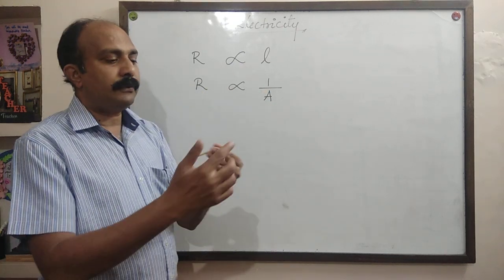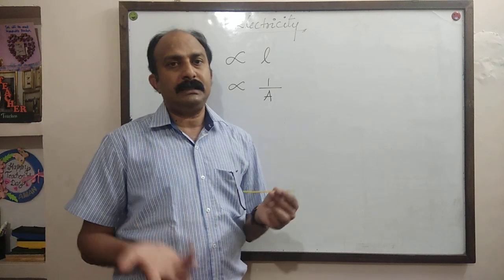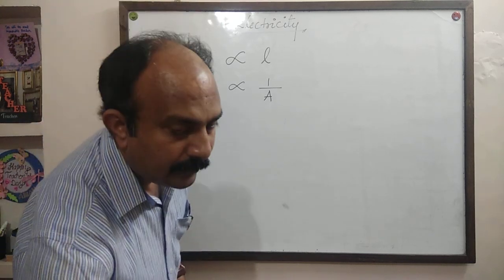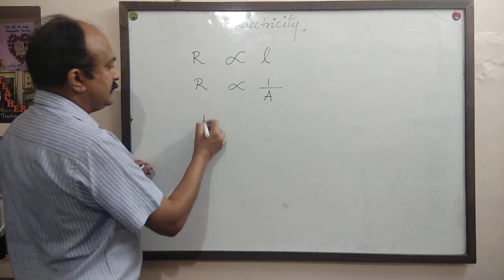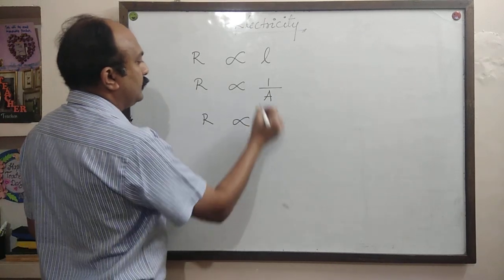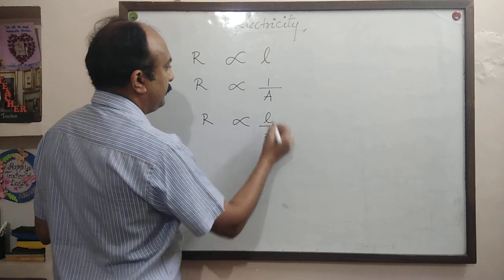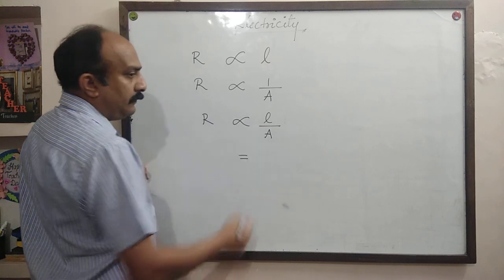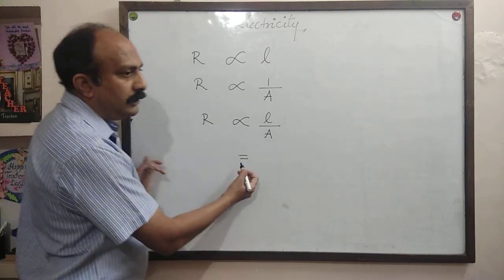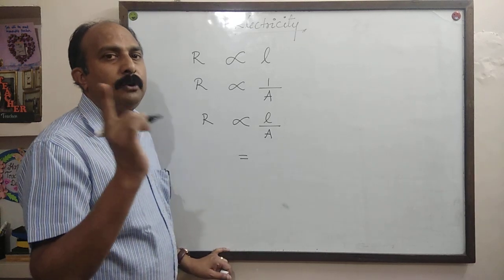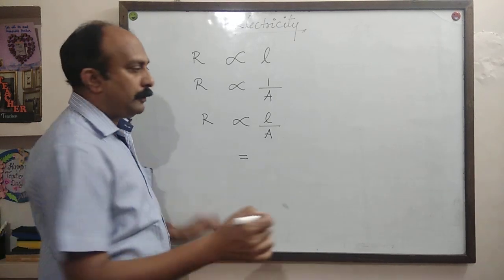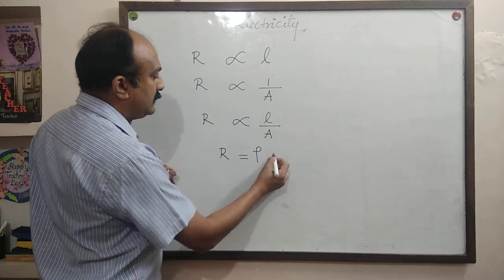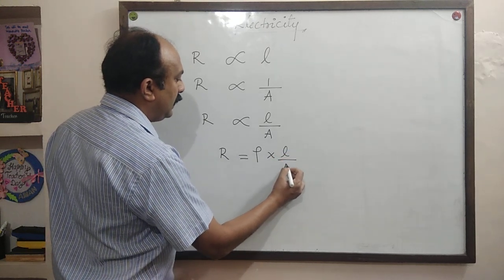A means area of cross section. Area of cross section means thickness. So when thickness increases, resistance decreases. So by combining both the points, we can write R is proportional to L upon A, L into 1 upon A. And we know that whenever we change the proportionality sign into an equal sign, we use a constant of proportionality. Here the constant of proportionality is rho. So we got the formula R is equal to rho into L upon A.